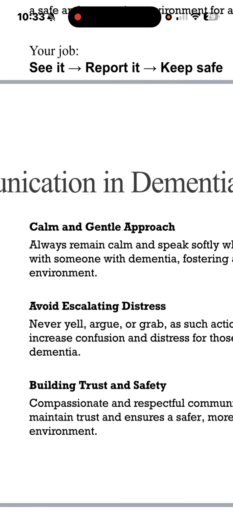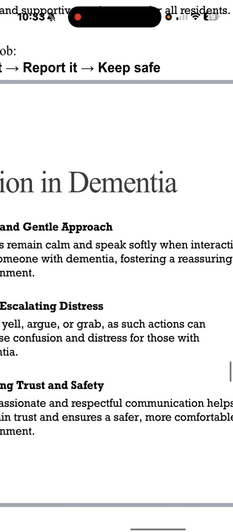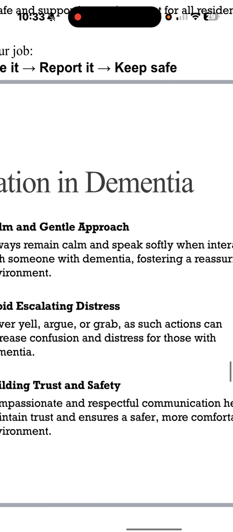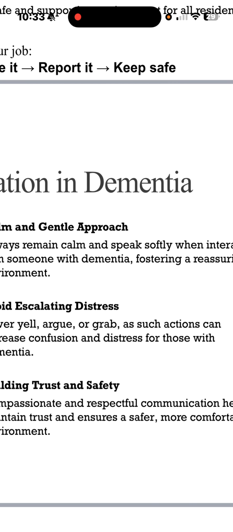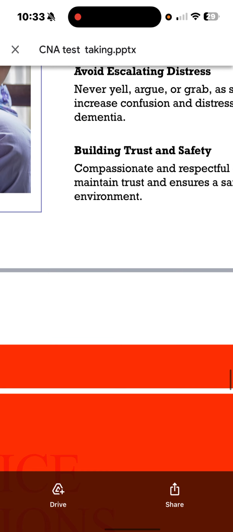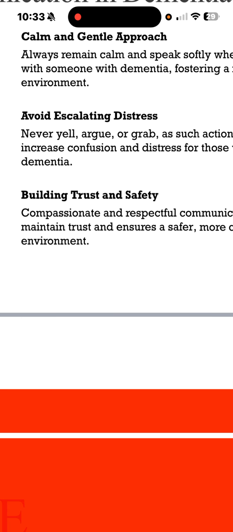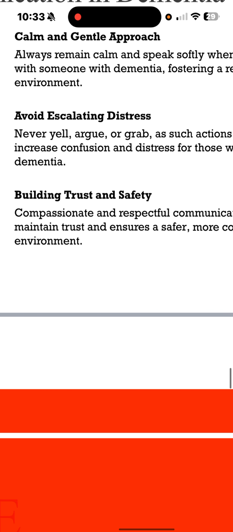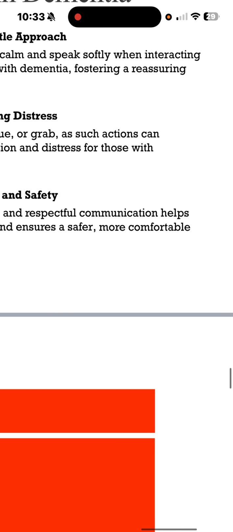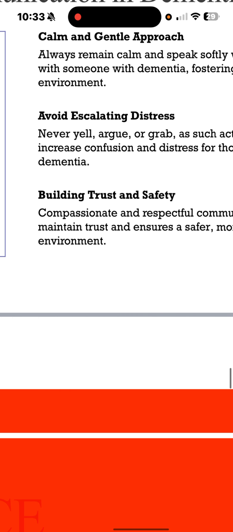Always remain calm and speak softly when interacting with someone with dementia, fostering a reassuring environment. Avoid escalating distress. Never yell, argue, or grab, as such actions can increase confusion and distress for those with dementia. Building trust and safety. So you have to build your trust and safety with the Alzheimer's patient or dementia patient. Be compassionate, and respectful communication helps to maintain the trust and ensure a safer, more comfortable environment.